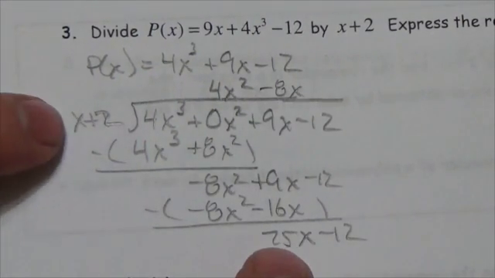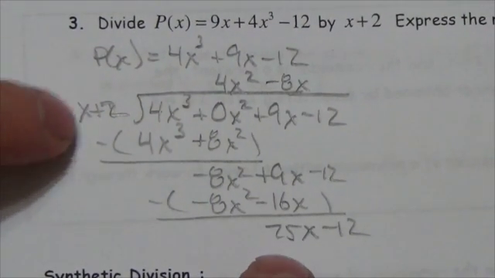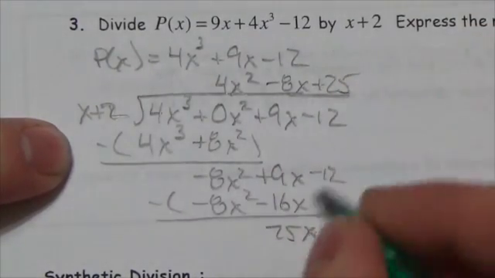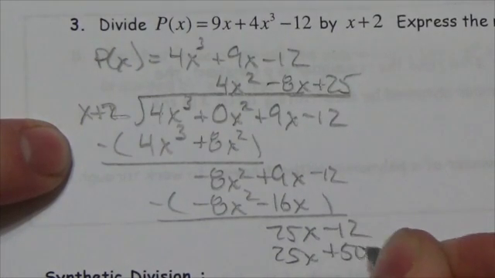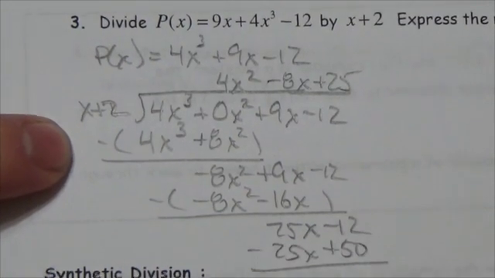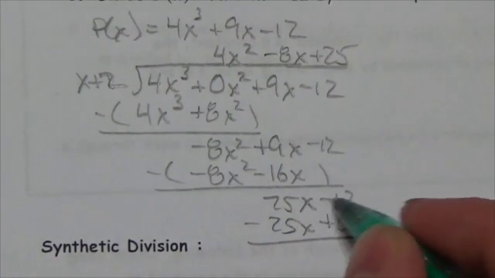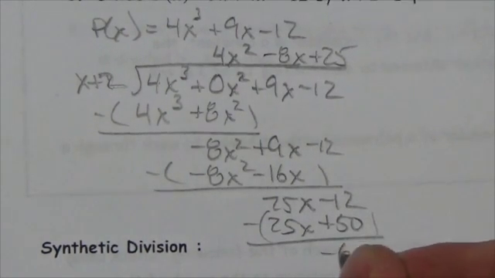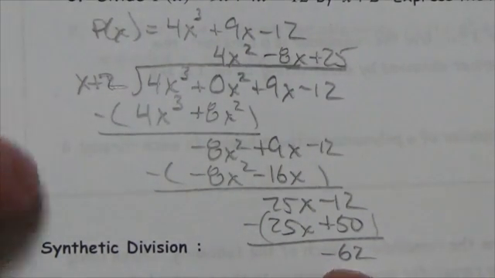And I start again. Now the degrees are the same, so I know I keep going here. What do I want to multiply by x to get 25x? Well, it's got to be 25. So this will be multiplied by 25. So 25x plus 50. And when you subtract that, now I'm kind of running into the next question here, but that's okay. When you subtract that, negative 12 minus 50, that's going to be minus 62. And there's my remainder.